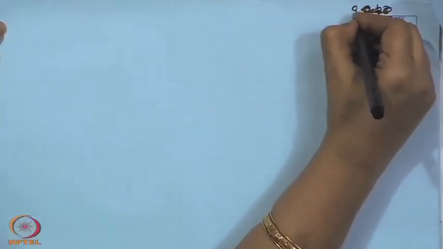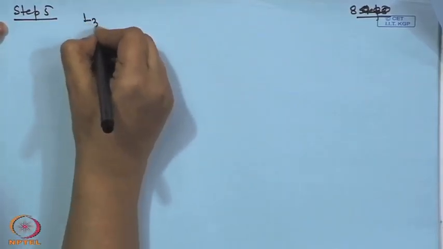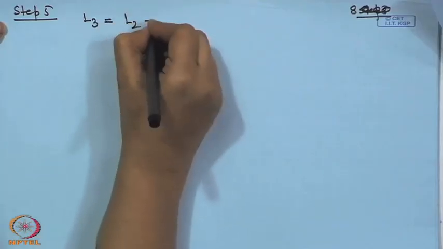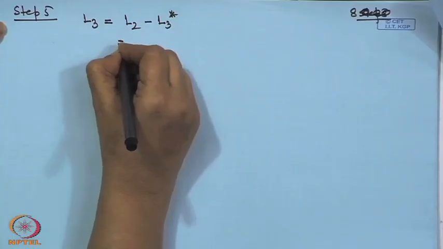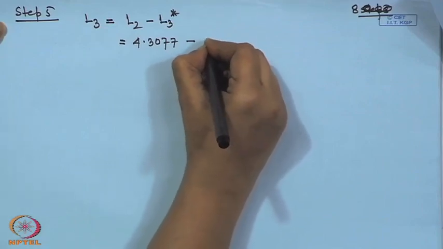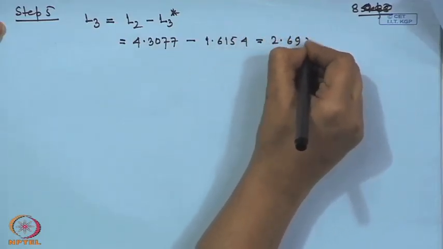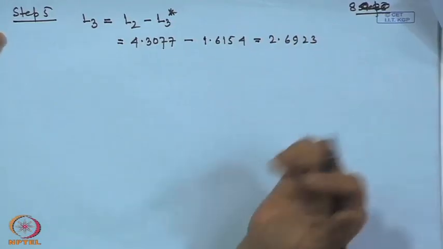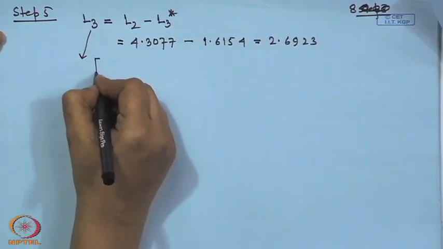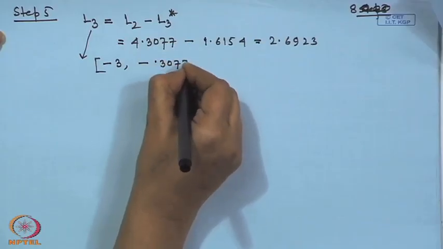That is why let us go to the next step, step 5. I am sorry, this is not step 5, this is page number 8, and we are going to step 5, and we will get L3 equal to L2 minus L3 star. The length of L2 is 4.3077 and L3 star just now we have calculated 1.6154, that is why the length is coming 1.6923. If this is so, then we are reaching the next interval. This interval L3 will be from minus 3 to minus 0.3077. What is the next task?